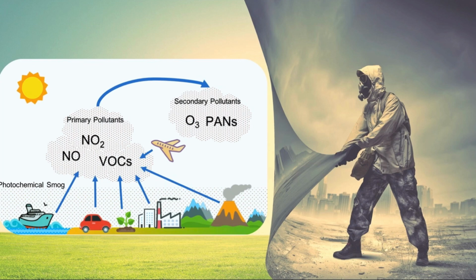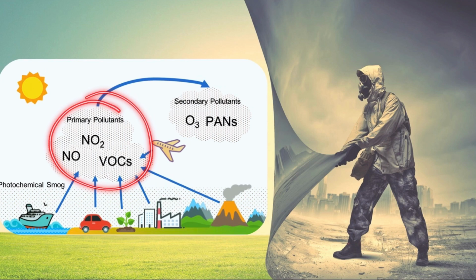So actually there are two types of pollutants that are present in the photochemical smog. First, there is the presence of nitrogen oxide and nitrogen dioxide, and these are emitted from the industries and vehicles. Plus there are volatile organic compounds, and these are also emitted from various anthropogenic sources.